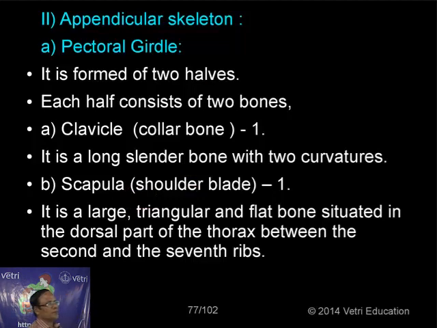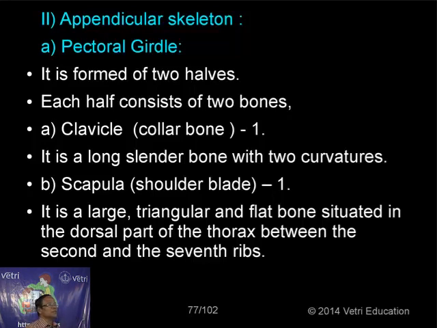Now the appendicular skeleton. We have 2 girdles, one is the pectoral girdle, another the pelvic girdle. They are placed at right angles to the median axis of the body. Now the pectoral girdle is formed of 4 bones, 2 on either side. One bone is called the collar bone, which is in contact with the sternum. The other end is in contact with the upper arm. Each half consists of 2 bones. One is the clavicle forming the collarbone. It is a long slender bone with 2 curvatures, like a bend.